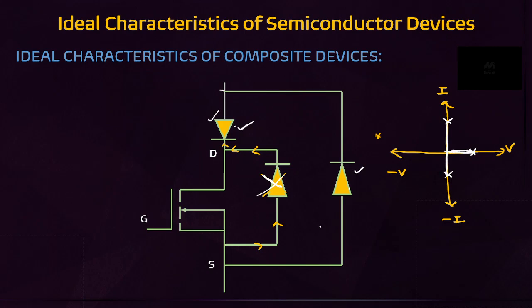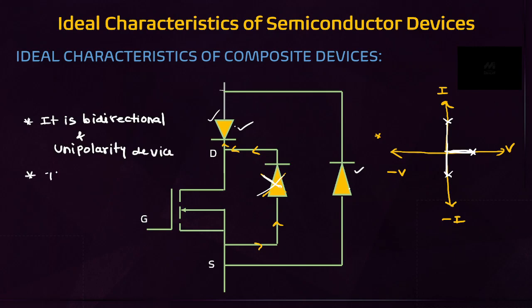Then what is this characteristic, friends? This is also a bidirectional unipolarity device. It is bidirectional. Bidirectional characteristics are required in VSI, unipolarity device. These are used in VSI, voltage source inverter.